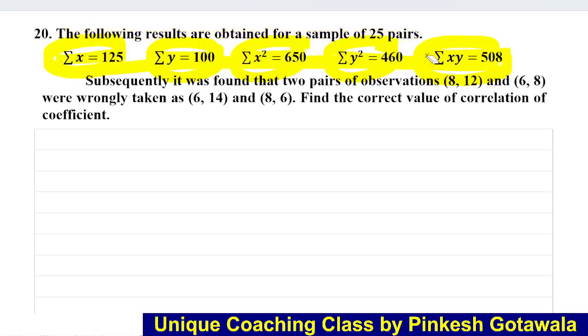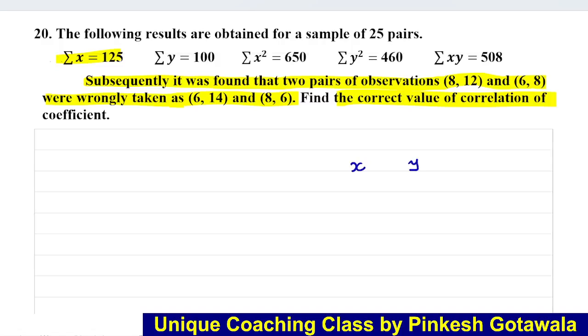But here they say one more thing. Subsequently, it was found that two pairs of observations, 8, 12 and 6, 8, were wrongly taken as 6, 14 and 8, 6. Find the correct value of the correlation coefficient. So you get the idea here, they made a mistake. Which mistake was done by them?